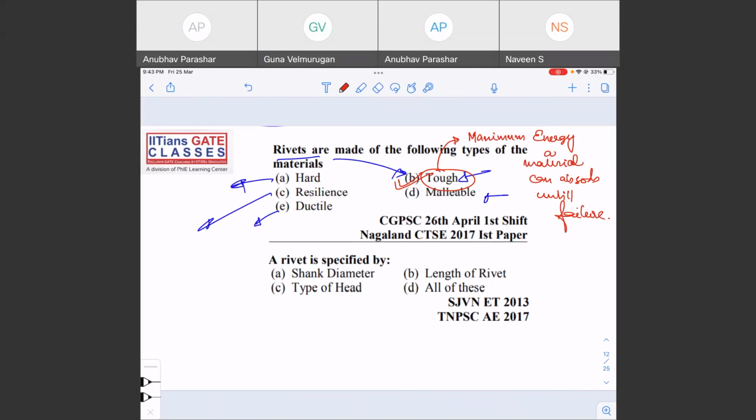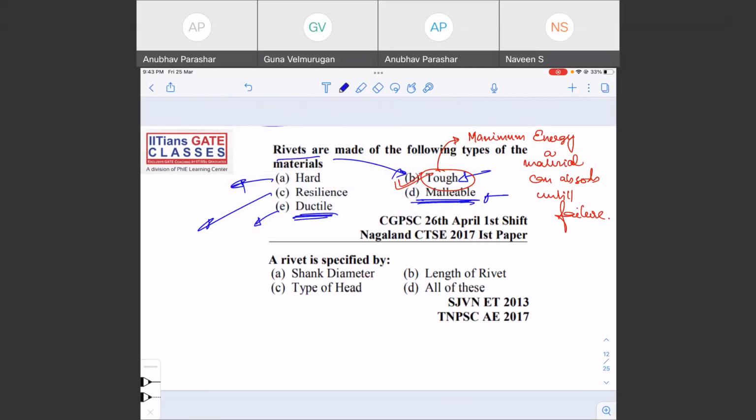Okay, malleable means you can beat a material and convert it into sheets. For example, aluminium sheets, you see how are the aluminium sheets formed? You have rolled the material, right? You have beaten the material, you have formed the material into sheets. So the capability of a material to be converted into sheets is the property known as malleability.